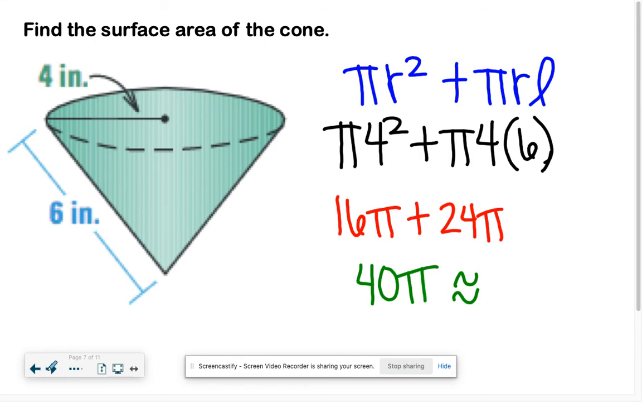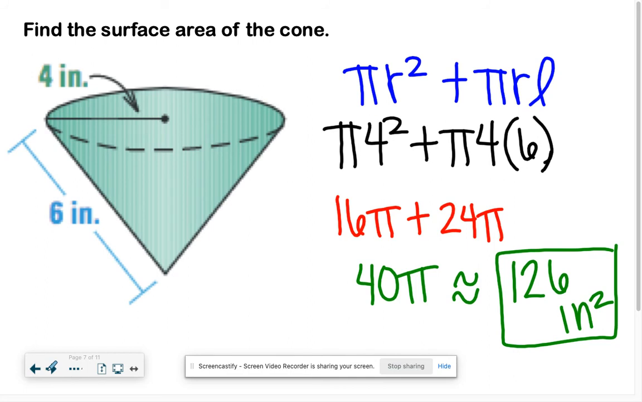Is it 125.7? Yeah, 125.6. Should we go 126? Joey, turn on the light. I think Aiden needs it for his calculator. I'm gonna turn it off for a second. It's kind of tough. 126 inches squared.